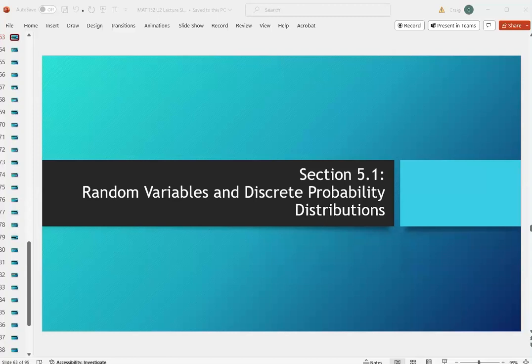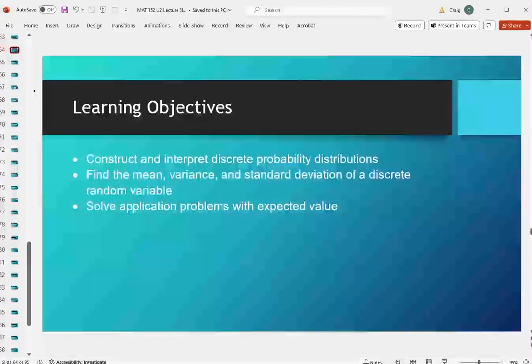Let's see where we are, right? This week, or at least in this section, we're going to talk about random variables and discrete probability distributions. There's a lot of words there, okay? But we're going to talk about how to construct a probability distribution. It's pretty straightforward once you get the idea. And then we'll talk about how to find the mean, the variance, and the standard deviation, which is actually much easier than some of the other stuff that we've done. And then I'm going to show you how to solve some application problems by calculating the expected value.